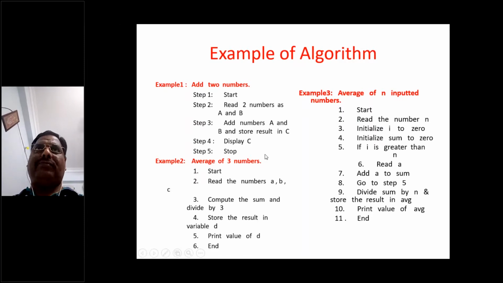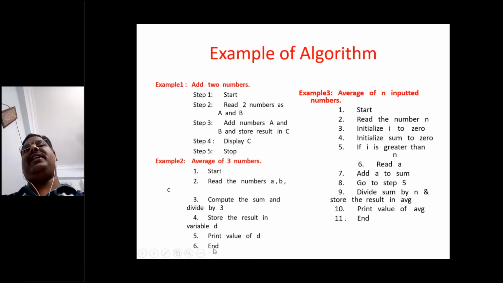So for the average of three numbers: start, read the numbers a, b and c, compute the sum and divide by 3, right? Store the result in variable d, print the value of d, and finally stop or end, whatever it is. Right? So this is how we define the algorithms.